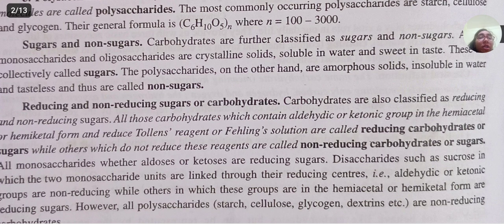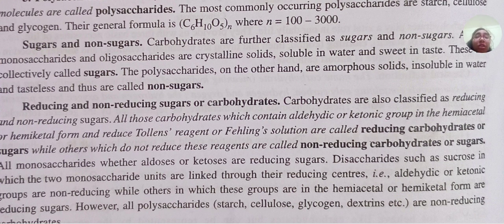Reducing and non-reducing carbohydrates or sugars. Carbohydrates are also classified as reducing and non-reducing sugars. All those carbohydrates which contain aldehydic or ketonic groups in hemiacetal or hemiketal form and reduce Tollens reagent and Fehling solution are called reducing carbohydrates or sugars, while others which do not reduce these reagents are called non-reducing carbohydrates or sugars. All monosaccharides, whether aldose or ketose, are reducing sugars.